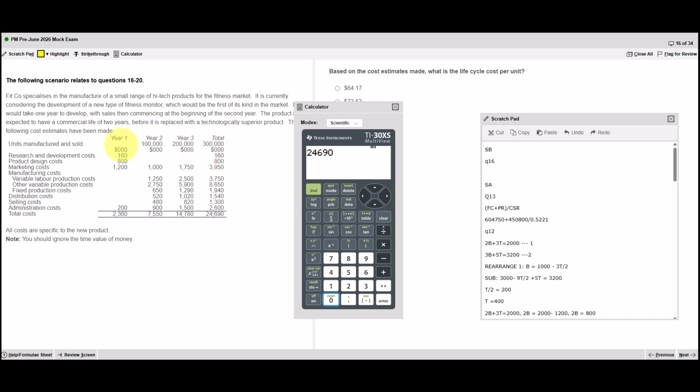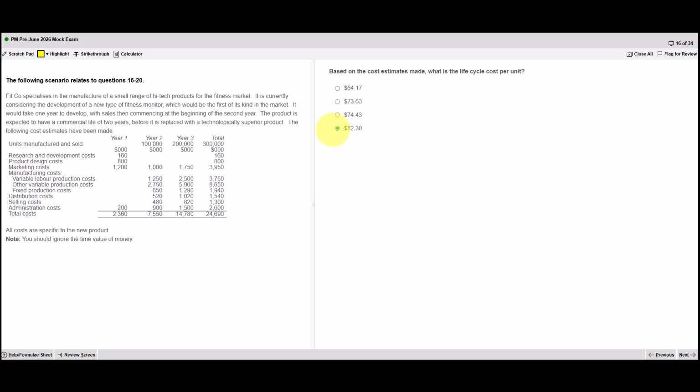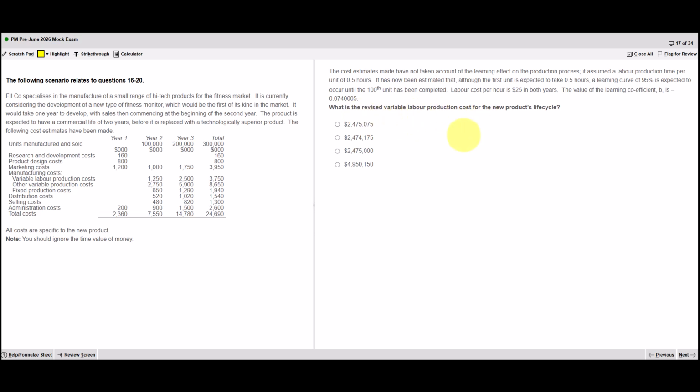24,690,000 divided by number of units is 300,000. So it's 82.3, which was one of our options here. I suspect some of these distractors were if you removed something, maybe admin costs or year 1 costs or something like that. So what's the revised variable labour production cost for the new product's life cycle?